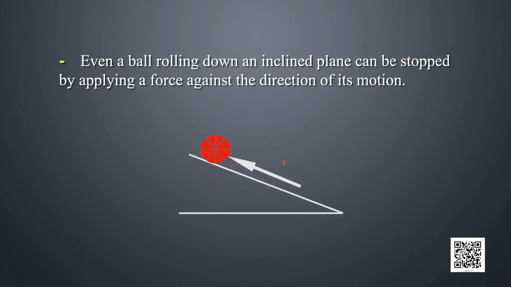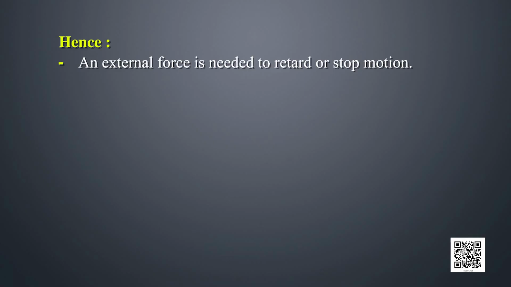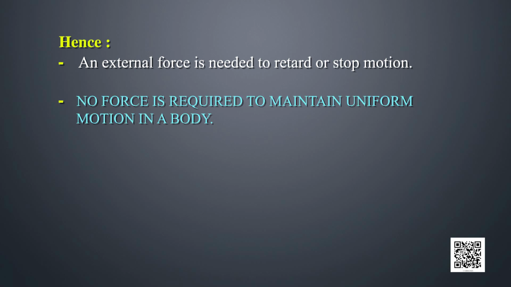Even a ball rolling down an inclined plane can be stopped by applying a force against the direction of its motion. Basically, the ball has a tendency to roll down an inclined plane due to the force of gravity. But if we apply a force up the plane, that is, an external force to retard the motion, then the motion of the ball can be arrested. An external force is always needed to retard or stop motion. However, it is important to note that no force is required to maintain uniform motion in a body.